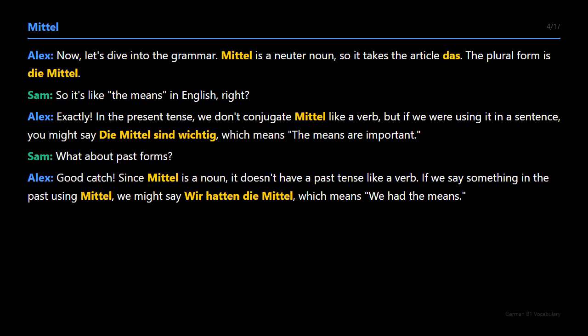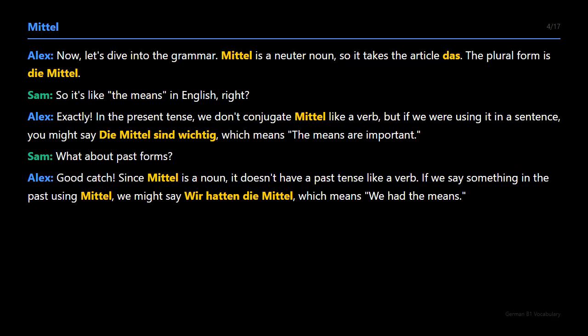Mittel is a neuter noun, so it takes the article das. The plural form is die Mittel. So it's like the means in English, right?